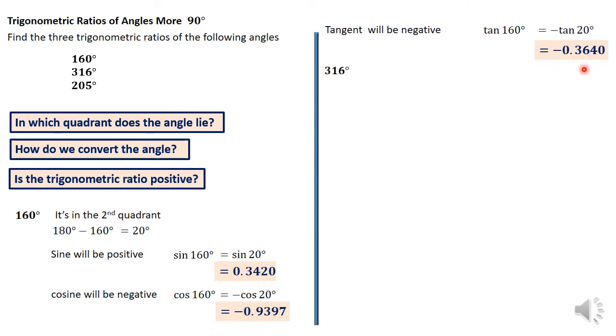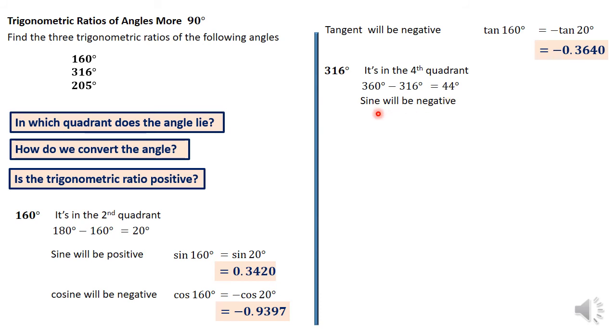Moving on to 316, we say 316 degrees is in the fourth quadrant. It's somewhere between 270 degrees and 360 degrees. And therefore, we convert by having 360 minus theta. In our case, theta is 316. And therefore, we're going to have 360 minus 316, which is going to give us 44 degrees.